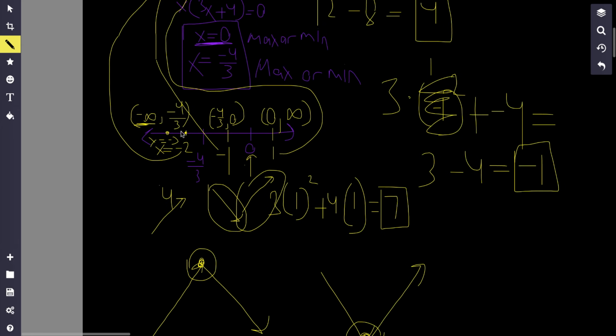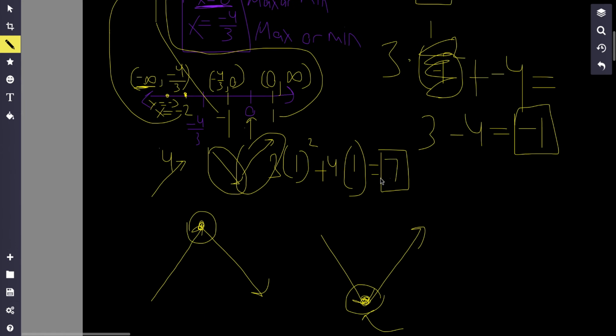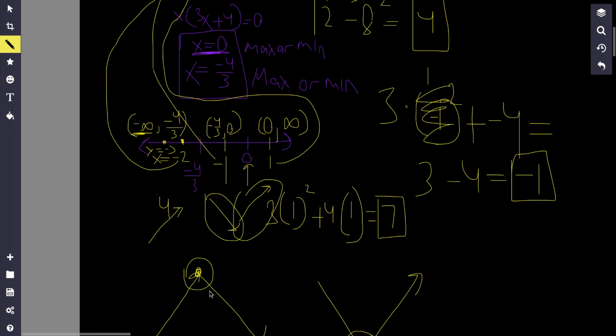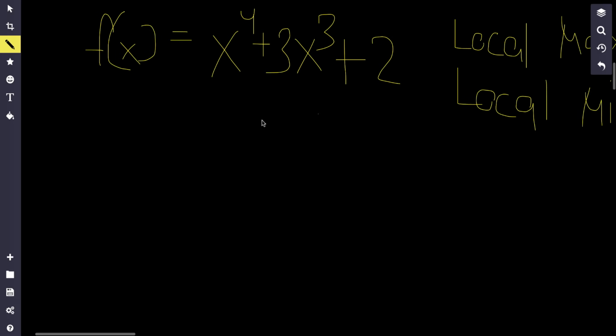And all you have to do is just pick one value from your number line, plug it into your derivative. If it's positive, then it's increasing. If it's negative, then it's decreasing. I want to find out my local maximum point, and I want to find out my local minimum point. Let's just say. So how would we do this?